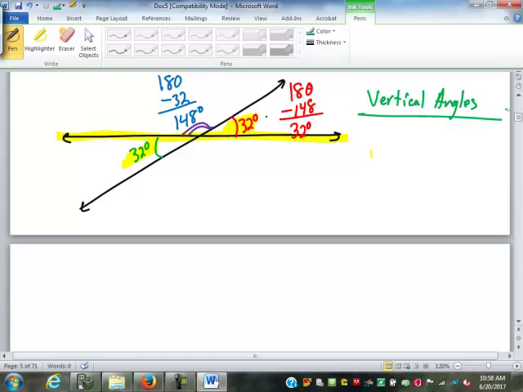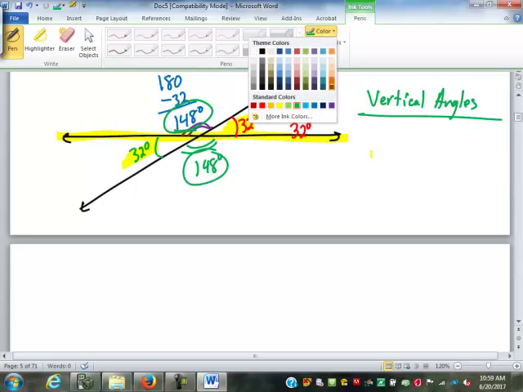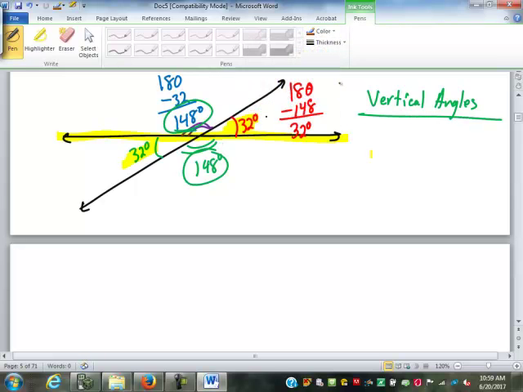Vertical angles are formed by intersecting lines, and they must be equal. When two lines intersect, there's actually always two pairs of vertical angles formed. We have the 32 and the 32, but there's also going to be another 148 down here. Very good. So those two are vertical angles as well.